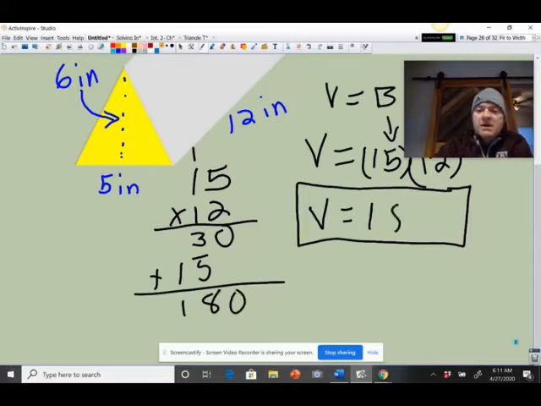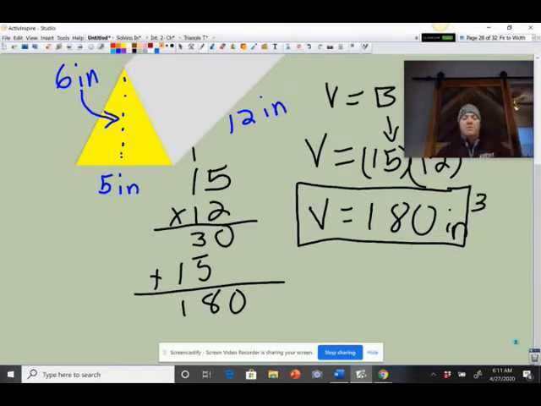That looks like 180. Now one important aspect of this, you have to have inches, but this is inches cubed. The way that I remember that, is it's 3 dimensions, and if it's 3 dimensions, there we have a 3 up here, or we have a cubed.